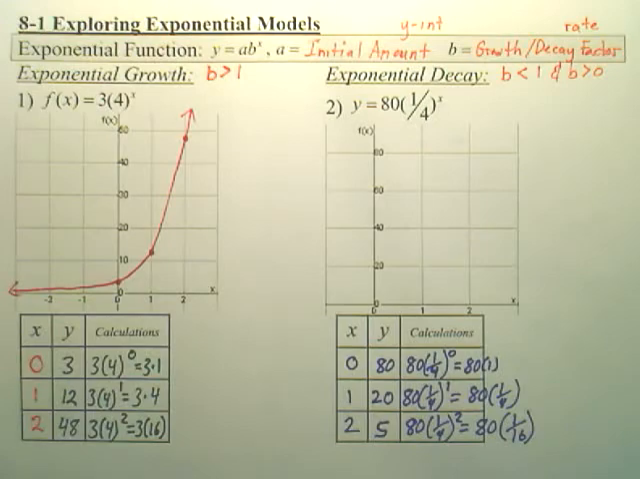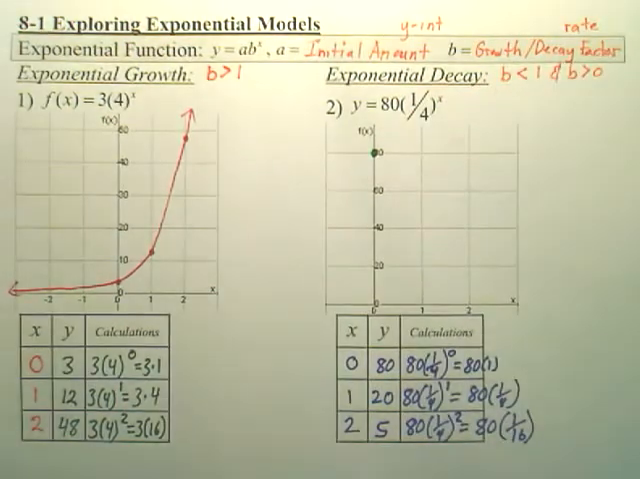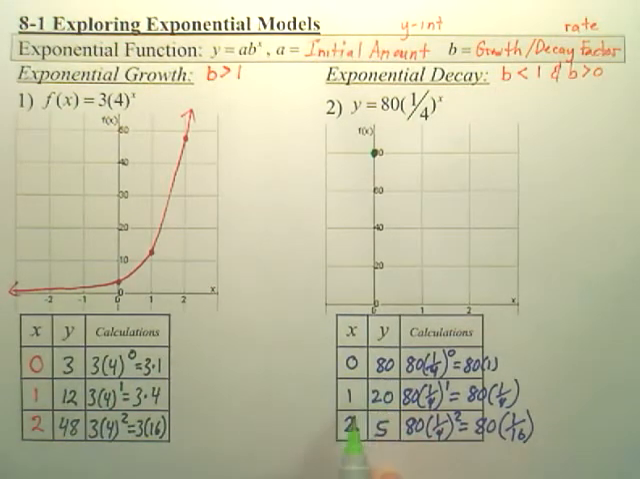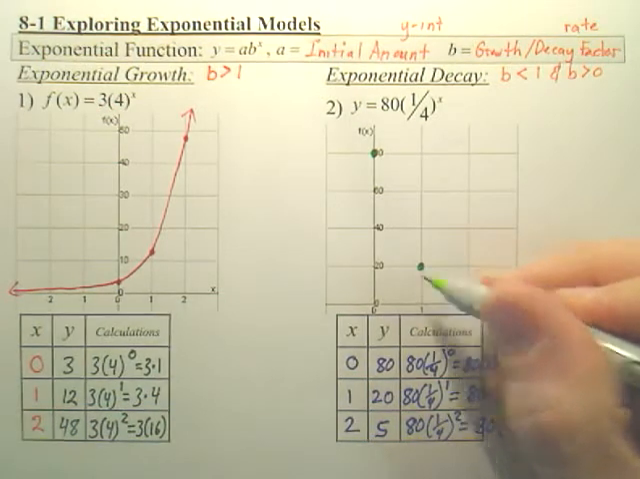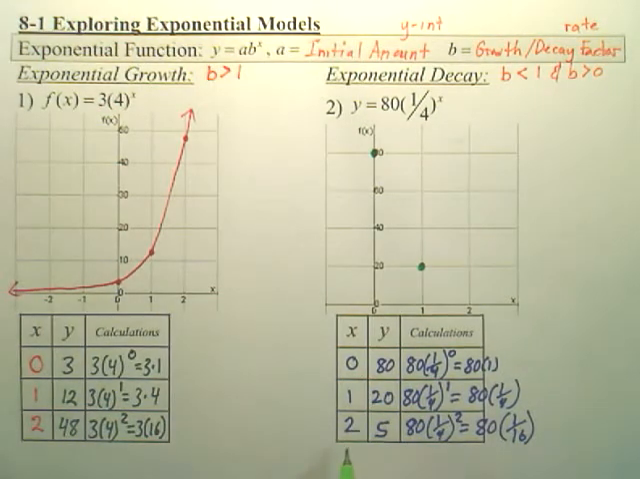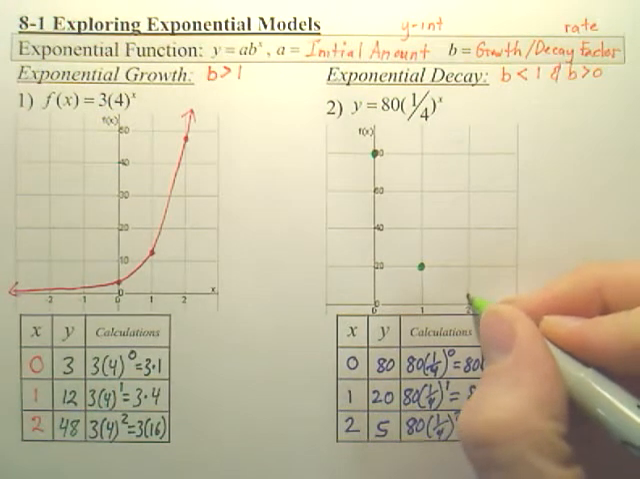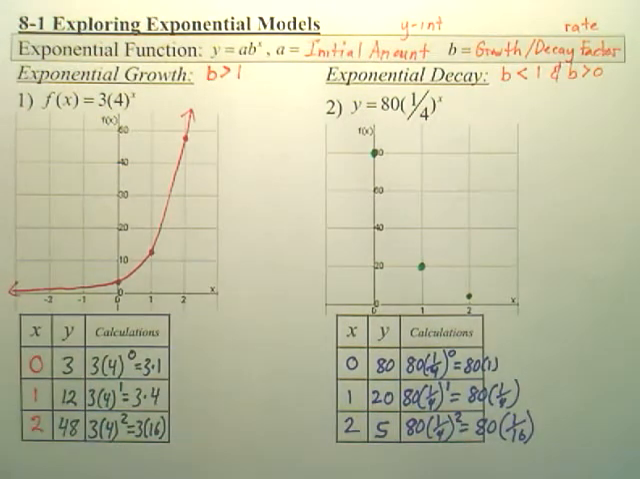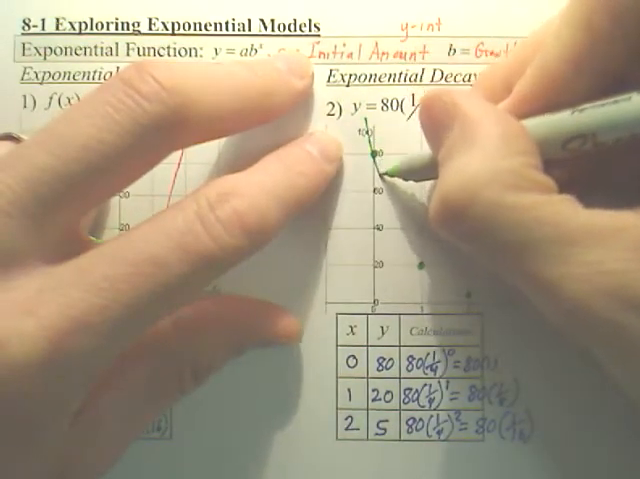Okay, so if we were to graph this, at 0 we're going to be at 80, so we're starting right here. At 0 we're at 80. At 1 we're going to be at 20, so at 1 we're going to be at 20. At 2 we're going to be at 5, so at 2 we're going to be at 5 right here. Now, you draw your line.